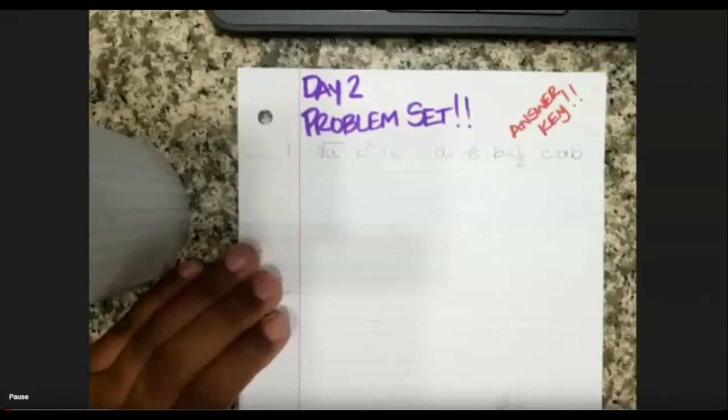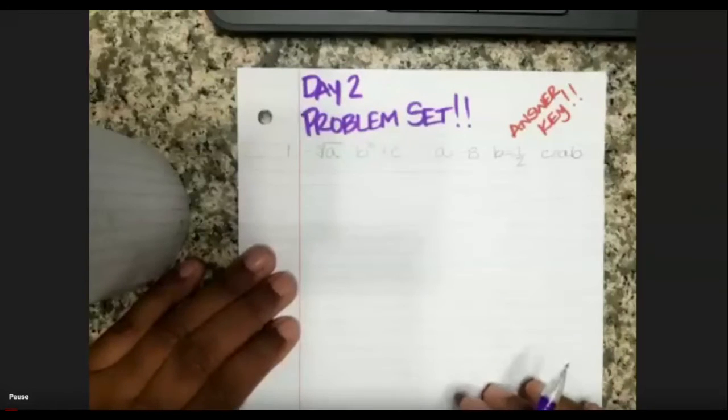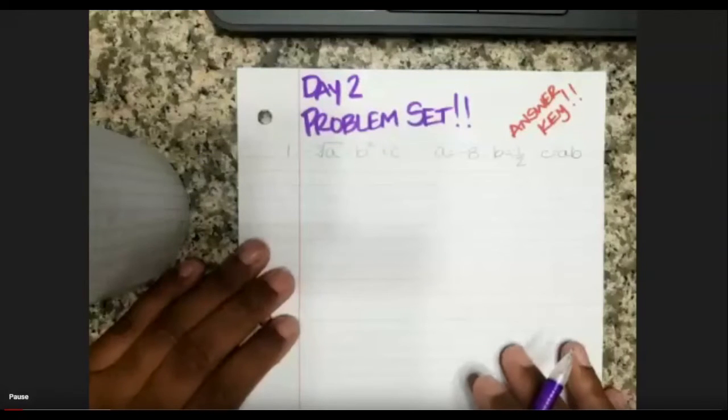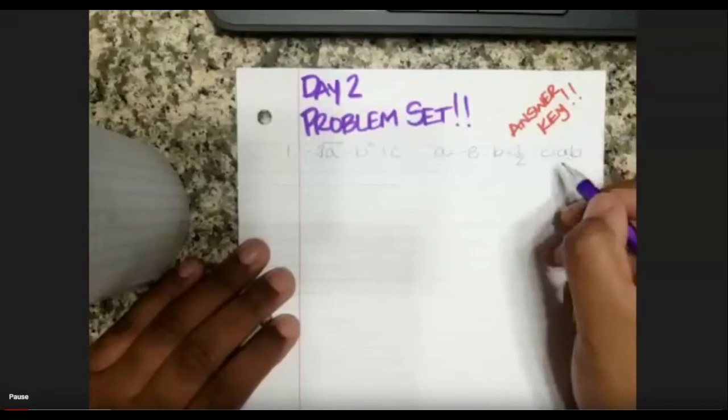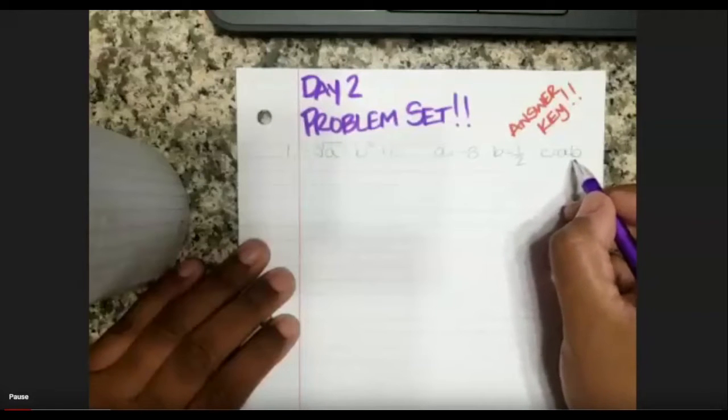First, we will start with problem number 1. Problem number 1 is negative cube root of a minus b squared plus c. The values are a equals negative 8, b equals negative 1/2, and c equals ab. We first need to solve for c to establish what that value will be.